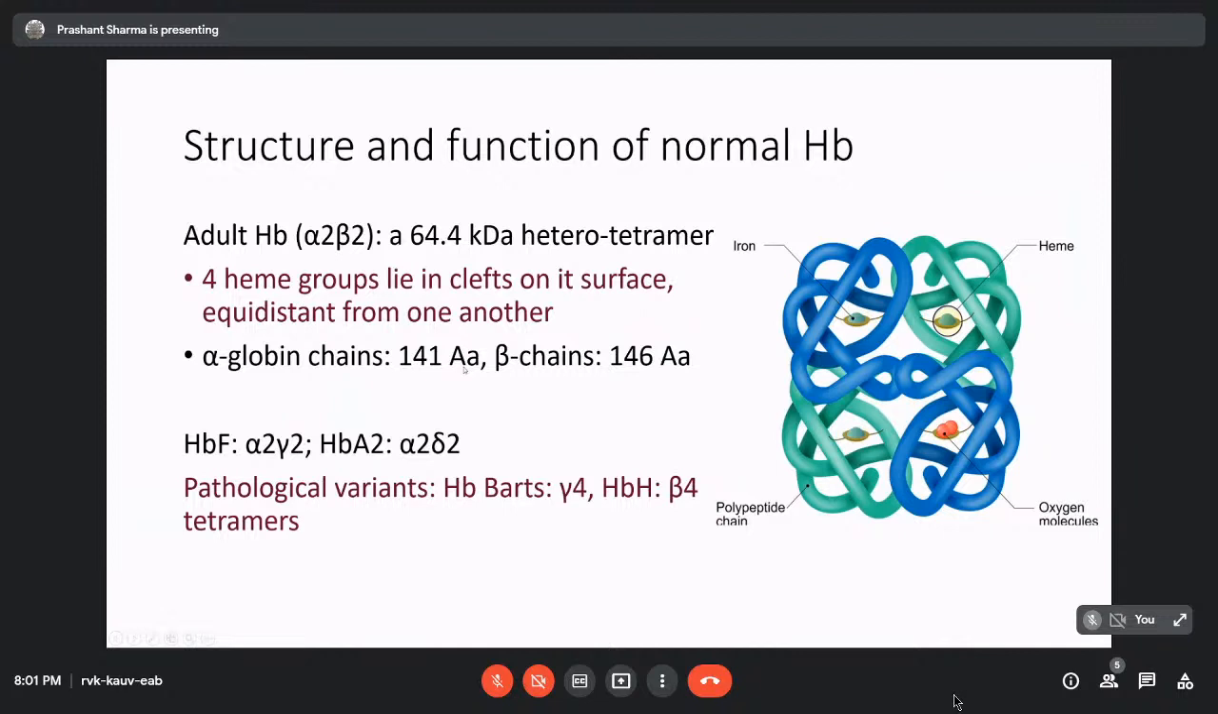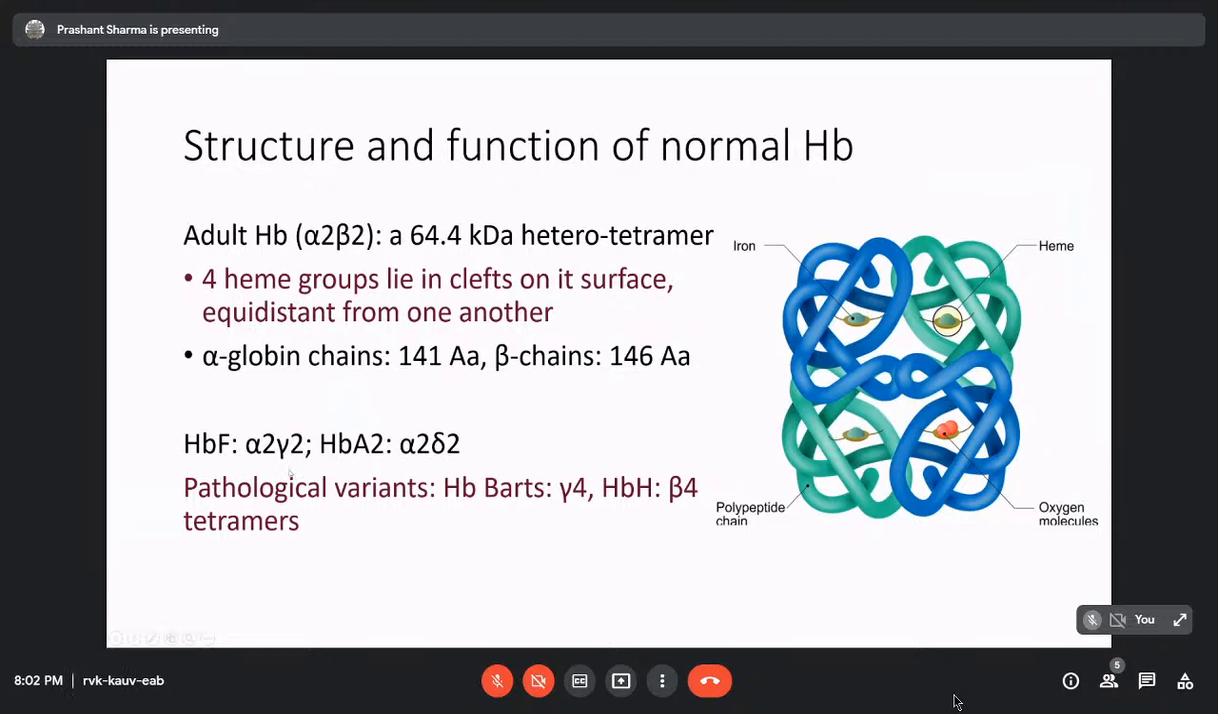At this point, I'd like to mention that these chains have an evolutionary history. They have arisen from a single common ancient gene, which underwent gene conversion and gene duplication events, which is why all globin chains share a lot of structural homology with each other. So to this audience, I'm sure it's well known that if adult hemoglobin is alpha 2 beta 2, then HbF is alpha 2 gamma 2 and HbA2 is alpha 2 delta 2.